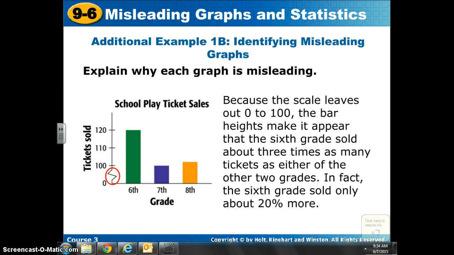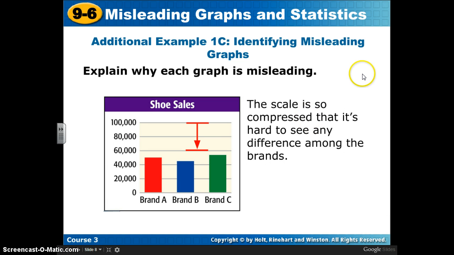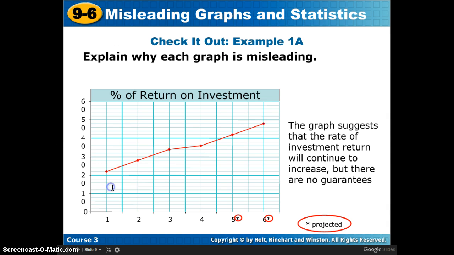Let me close the ink, and we're going to move on. So that would be a second example of misleading statistics. The scale on this one, shoe sales. We have brand A, we have brand B, we have brand C. It looks like they have sold about the same amount of shoes, but in this situation, the data is condensed really closely together, but we have gigantic numbers we're dealing with.